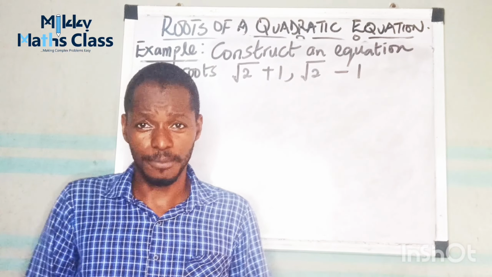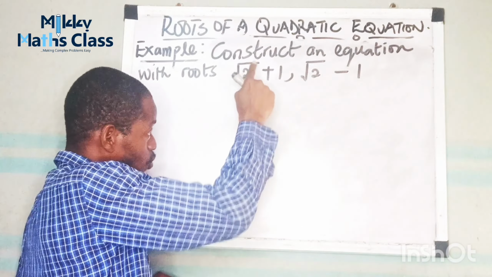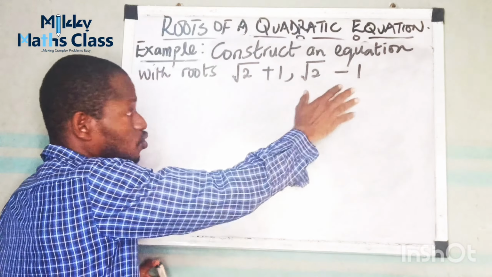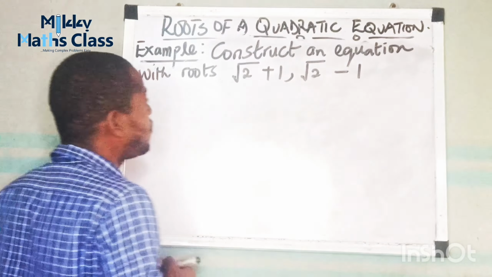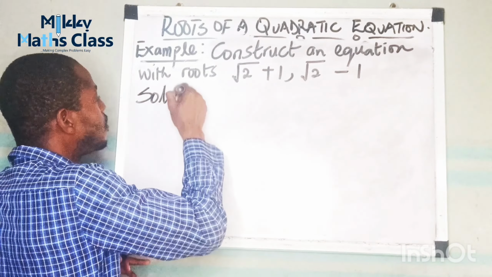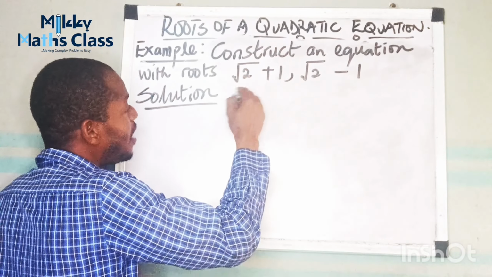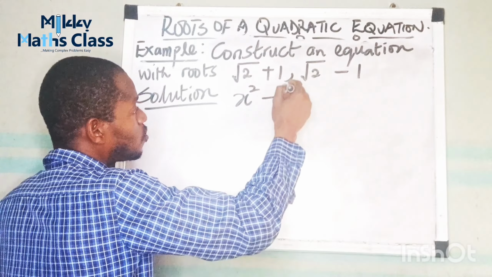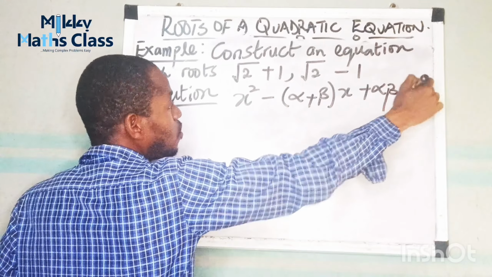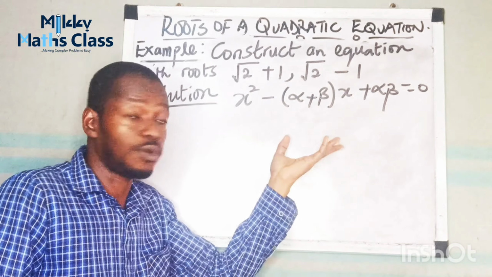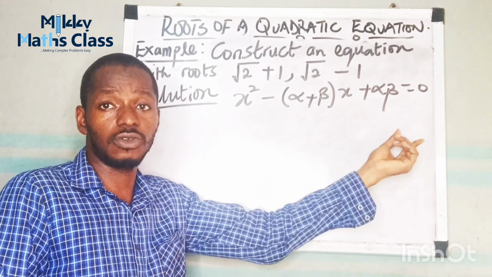All right, let's look at this other example. You can be asked to construct an equation with roots root 2 plus 1 and root 2 minus 1. These are the two roots of the quadratic equation. Now the first thing you need to know is that our quadratic equation is x squared minus (alpha plus beta)x plus alpha beta equals 0. That means x squared minus the sum of roots times x plus the product of roots equals 0.